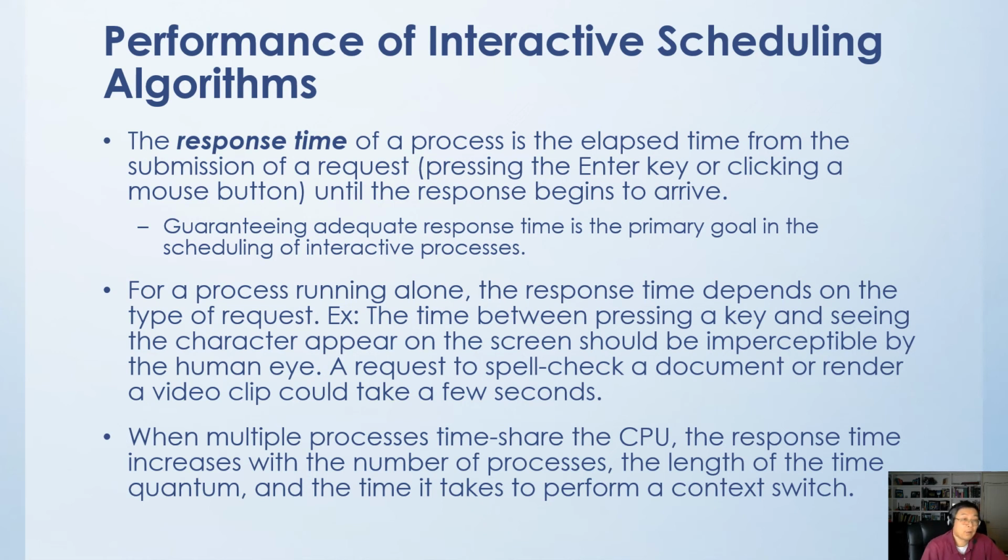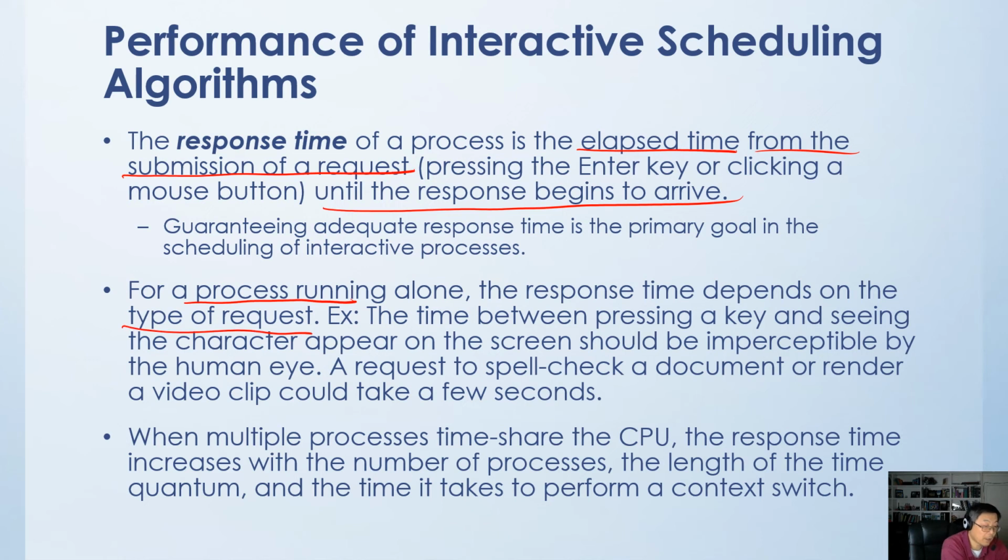Now let's talk about the performance of interactive scheduling algorithms. For interactive scheduling algorithms, normally we measure the response time of a process. The response time of a process is the elapsed time from the submission of a request until the response begins to arrive. Now, if there's only one process running, the response time depends on the type of request.